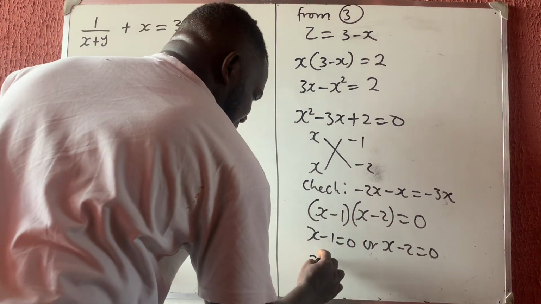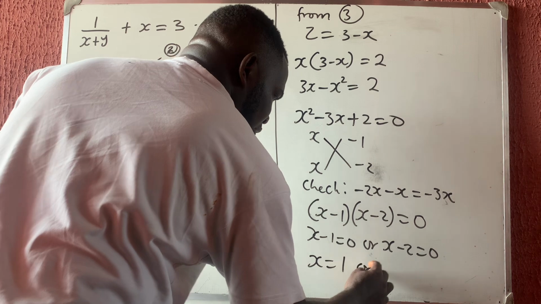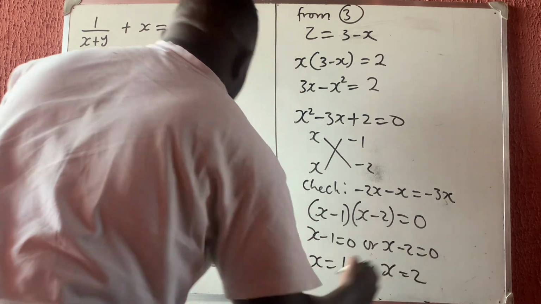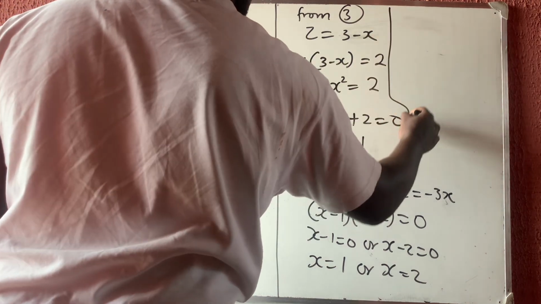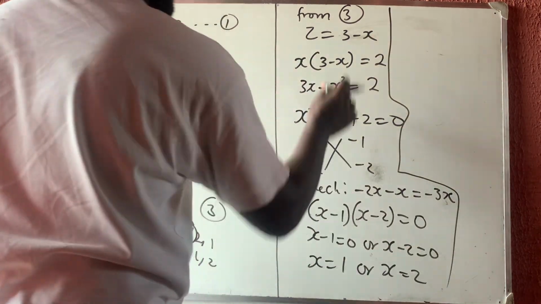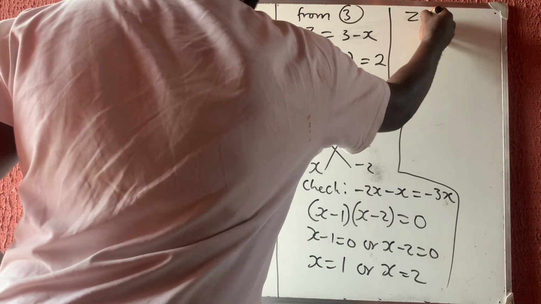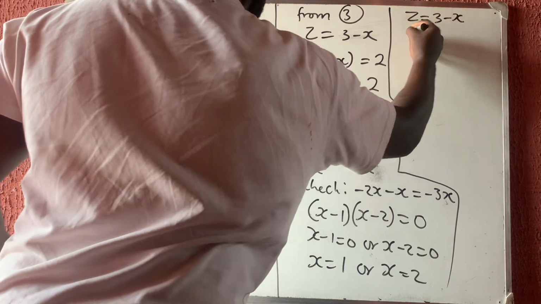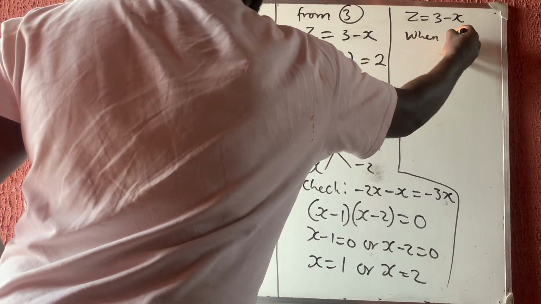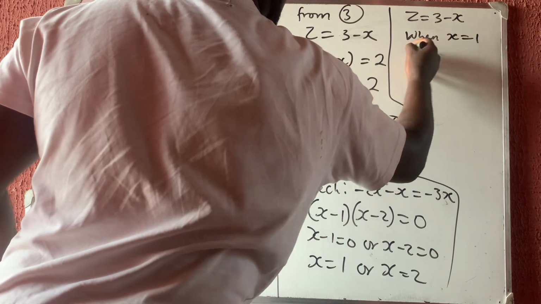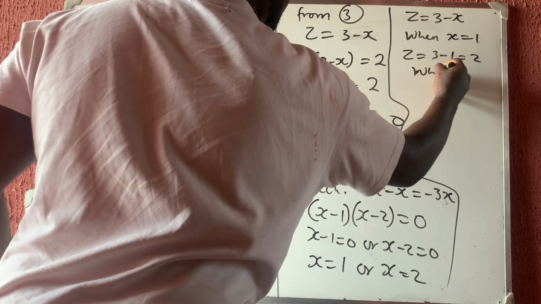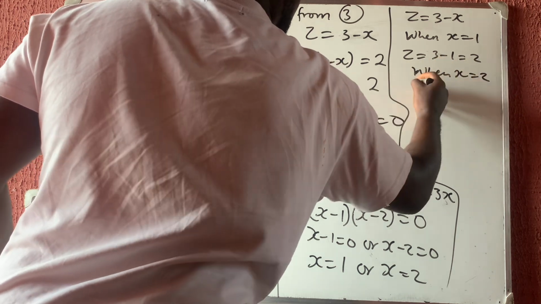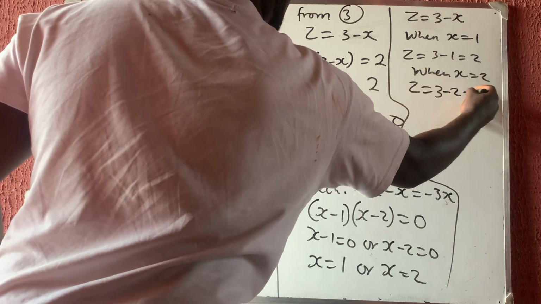So automatically I'm having that x is equal to 1 here, or x is equal to what? 2. So now we have gotten x. Now to get z, we know that z is equal to what? 3 minus x. So when x is equal to 1, you will see that z is equal to 3 minus 1, which is 2. And when x is equal to 2, you see that z will now be 3 minus 2, which is 1.